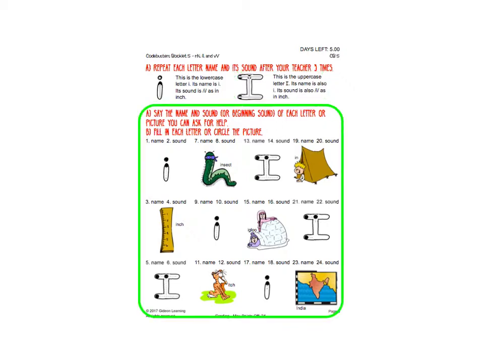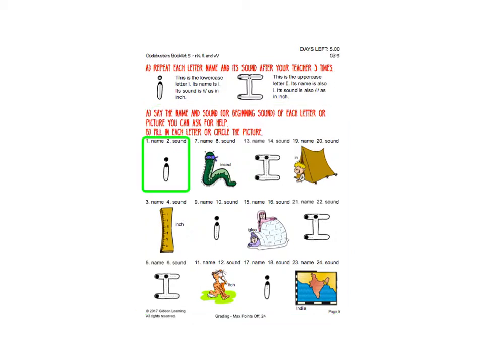Say the name and sound or beginning sound of each letter or picture. You can ask for help if you're not sure what the picture is. Then fill in each letter or circle each picture. Let's start with this first one. This is lowercase letter I. Its sound is I. And now we can write our lowercase letter I. This is an inch. Its beginning sound is I. And we can circle the inch.